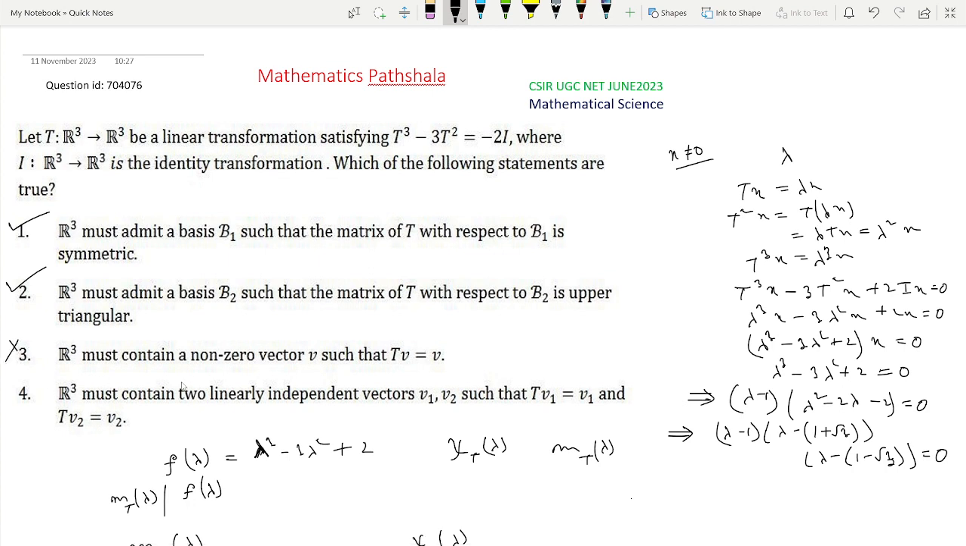And also look at option 4. R3 must contain two linearly independent vectors v1, v2 such that Tv1 equals v1 and Tv2 equals v2. That means also 1 must be an eigenvalue of T, but in case 6, 1 may not be an eigenvalue of T. So option 4 also is not a correct option. So here option 1 and 2 are the only correct options, and options 3 and 4 are not correct. Okay, we meet in the next problem again. Thanks for watching.